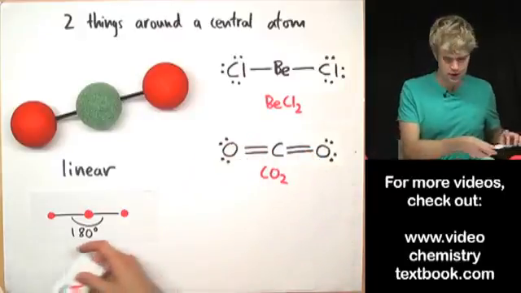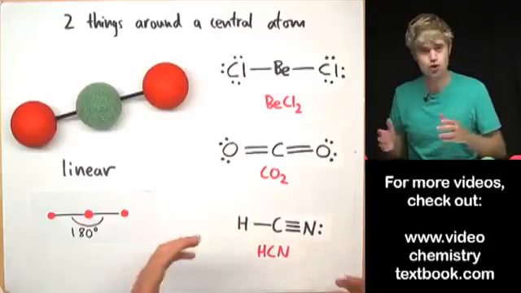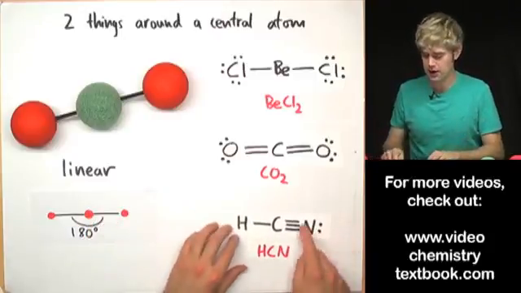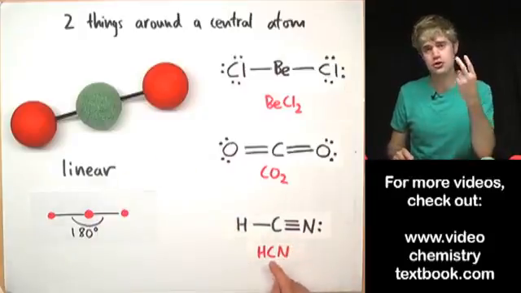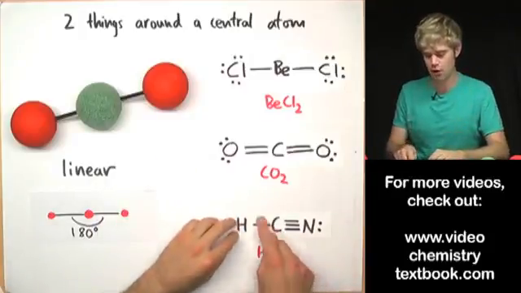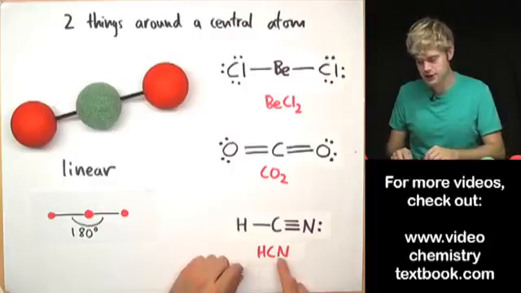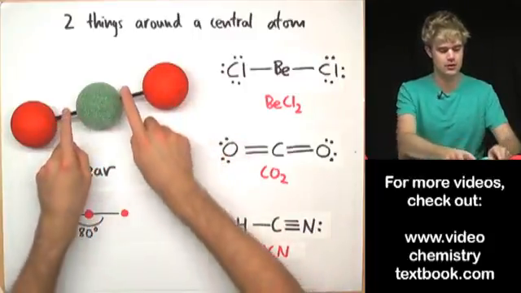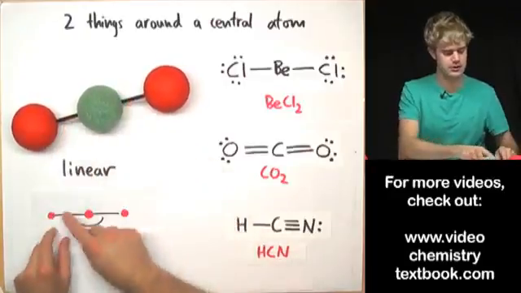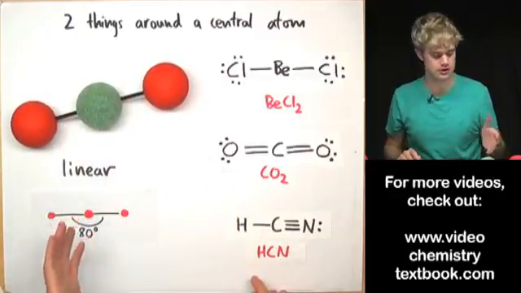Okay? Just to drive this point home, triple bonds are the same thing. We've got a triple bond here, a single bond here. I just consider this to be two things around a central atom, 1, 2. So HCN is going to have this linear shape as well, with these two bonds being 180 degrees apart.